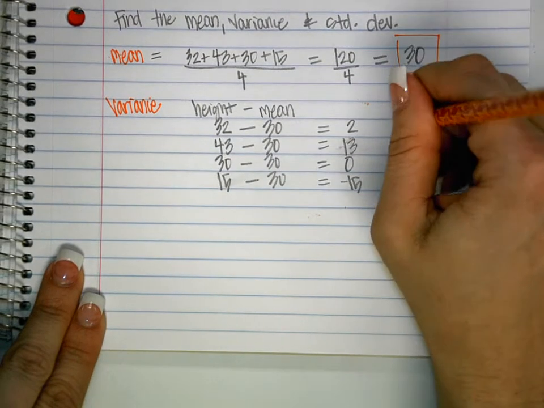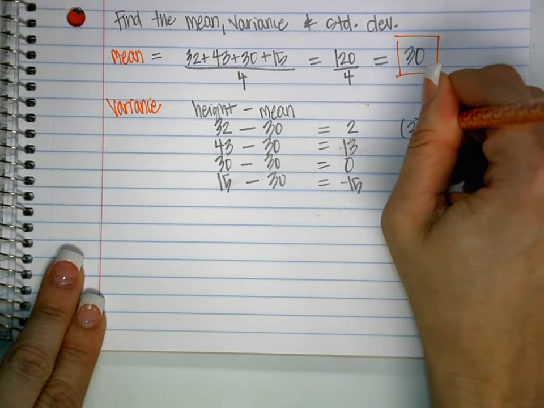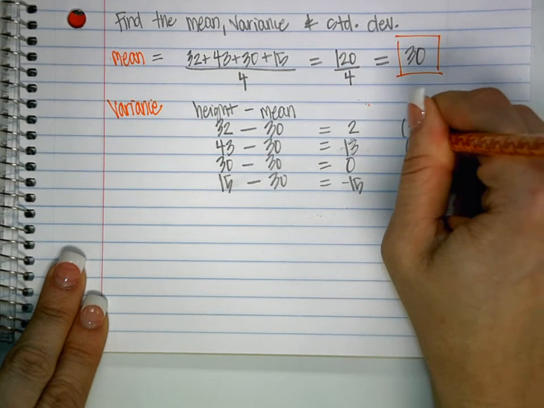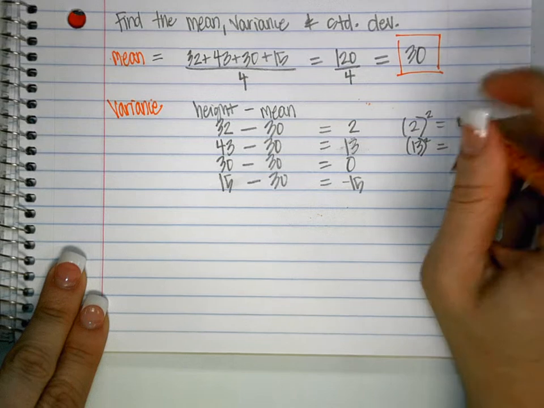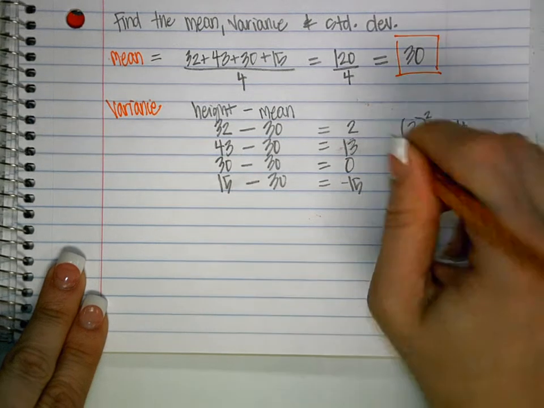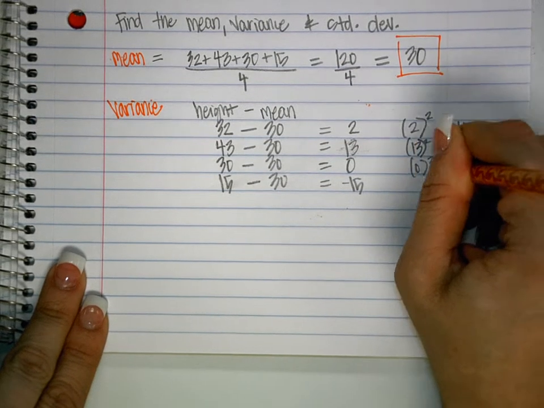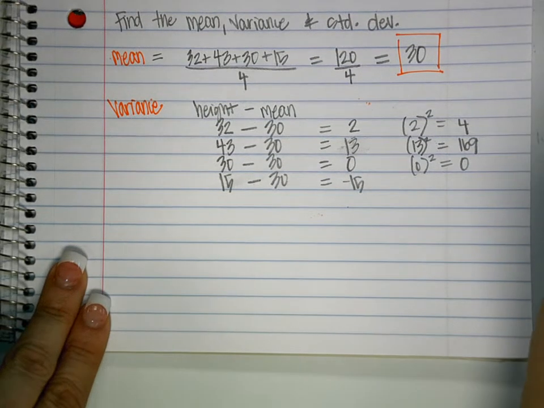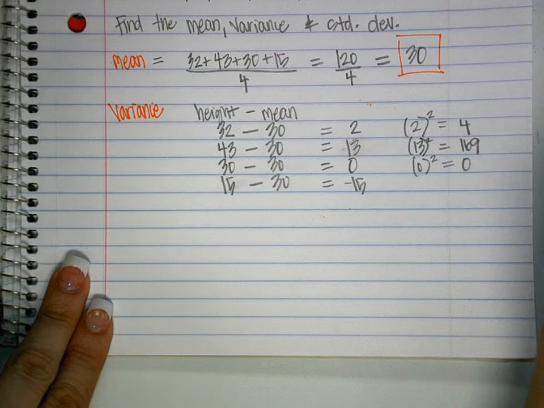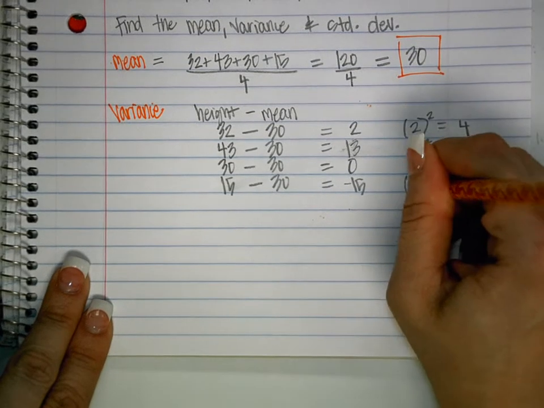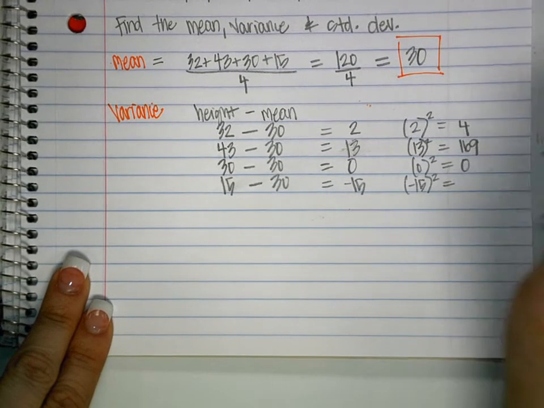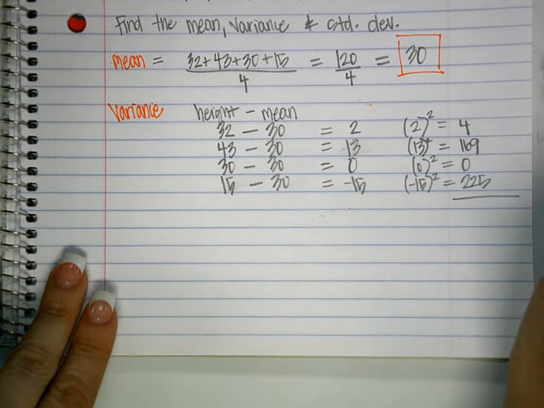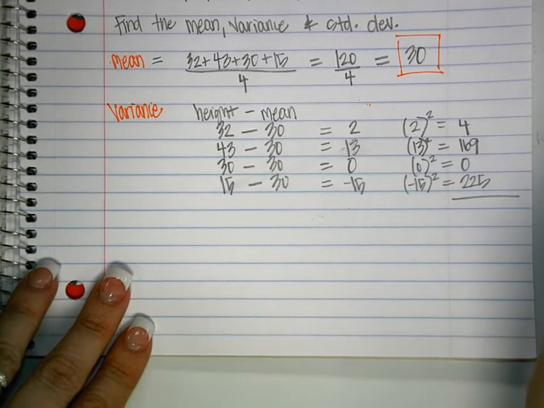Then you need to square each of those values. So 2 squared gives us 4. 13 squared is 169. 0 squared gives you 0. Remember, anything to the 0 power equals 1, but 0 to any other power is still 0. Negative 15 squared is 225.